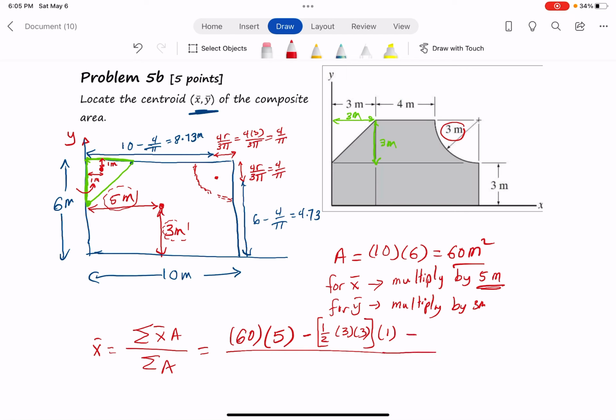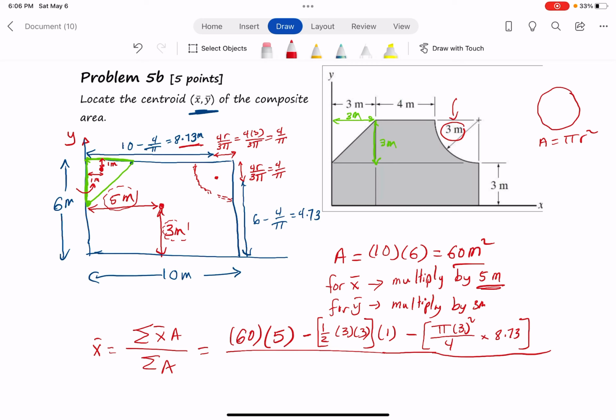Minus 1/4 of a circle. Remember the 1/4 of a circle, it's pi r square over 4. It's pi r square for the full circle, and because it is 1/4 of a circle, it's pi r square over 4. So this is minus pi times, what's the radius? It's very easy, it's 3 square, over 4 because it's 1/4. And that is multiplied, for the x bar factor, by this number, the location of the center of this 1/4 circle from the y-axis, times 8.73.